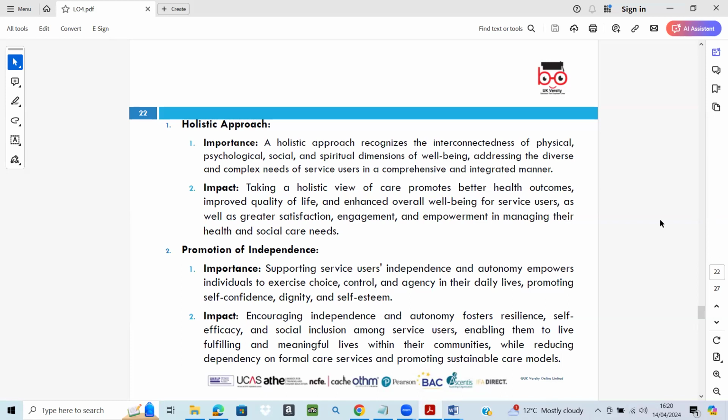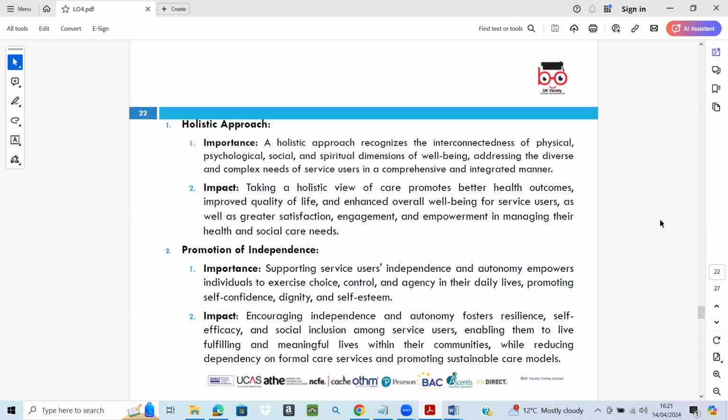Then we have promotion of independence. Okay, so when we talk about promotion of independence, promoting independence is vital as it empowers individuals so they can exercise their choices and control over their daily life. This support boosts their confidence, dignity, and self-esteem, which is foundational for a person's overall well-being.